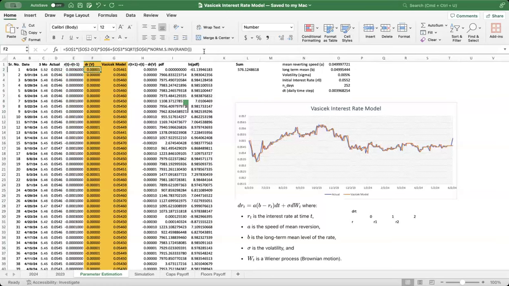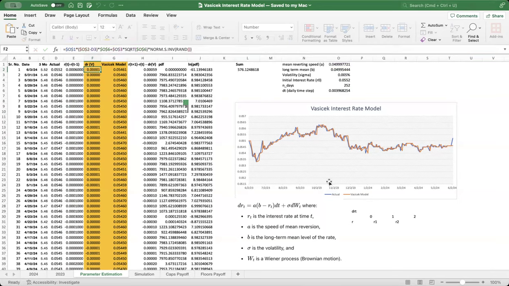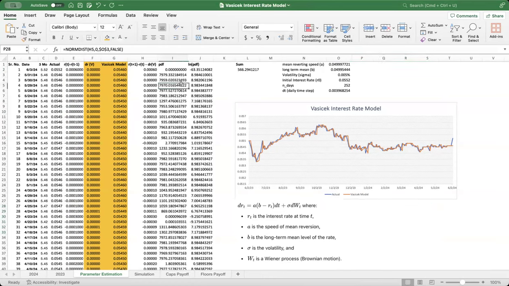So now this is how I have implemented my Vasicek equation. As I said, the first thing that we do is estimate the parameters of the Vasicek interest rate model. To estimate the parameters, the process that we are following is the maximum likelihood estimator. We have calculated the actual change, the actual dRt, from the market data, and that's why we have calculated the actual change in rates.